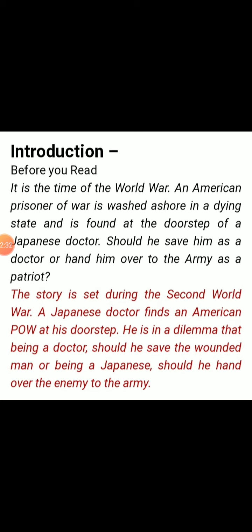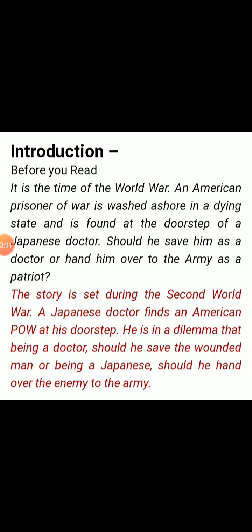It is the time of the World War. An American prisoner of war is washed ashore in a dying state and is found at the doorstep of a Japanese doctor. So, who's the doctor? The doctor belongs to which country? Japan. And the prisoner of war, he's an American. Though both the countries were at war with each other, let us see whether the oath that was taken by the doctor comes to the rescue of the American, or patriotism really gets over the Japanese doctor. Should he save him as a doctor or hand him over to the army as a patriot? That means humanism versus patriotism.